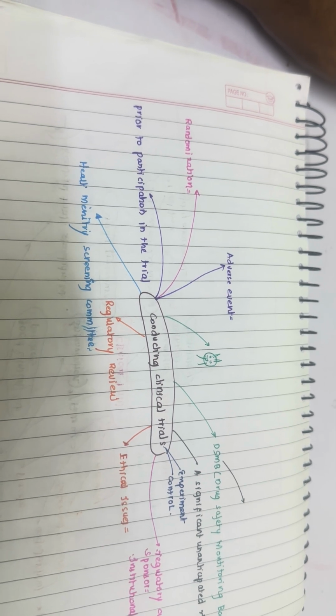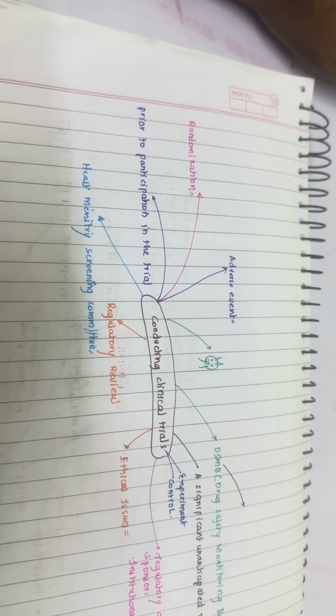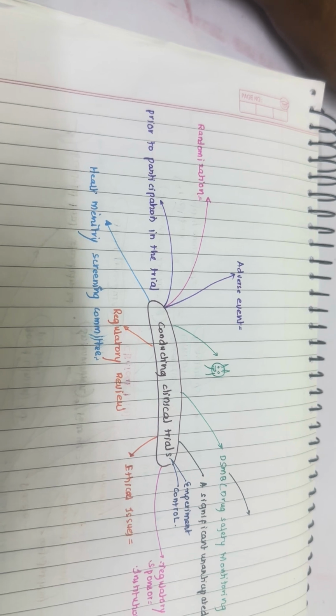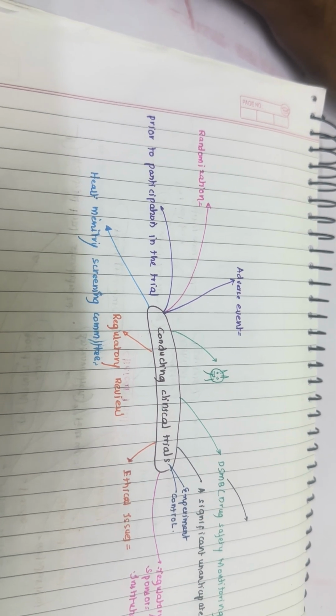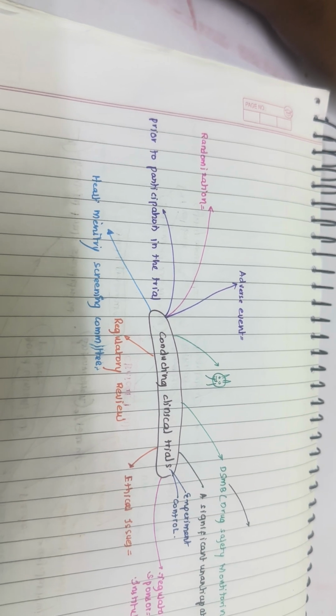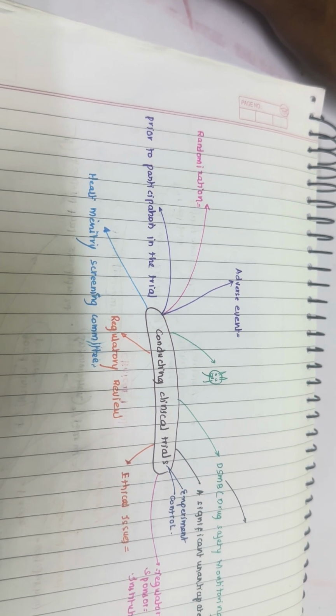Double blinding in a clinical trial involves the participant and the investigator. The purpose of double blinding in a clinical trial is to avoid observer and participation bias. What is the purpose of randomization in a clinical trial? To achieve balance in baseline characteristics.